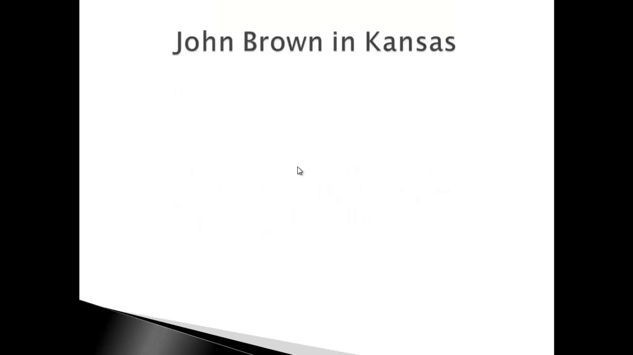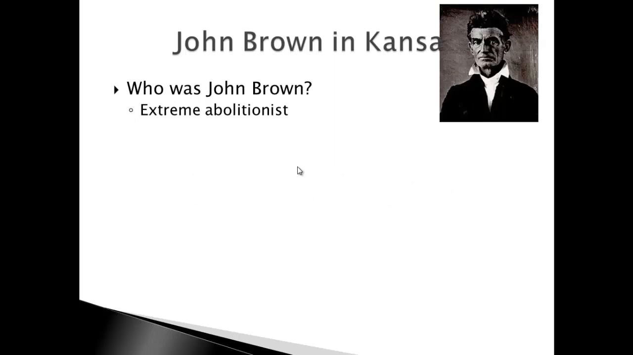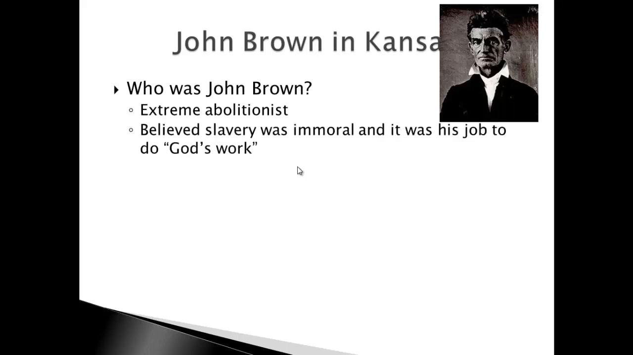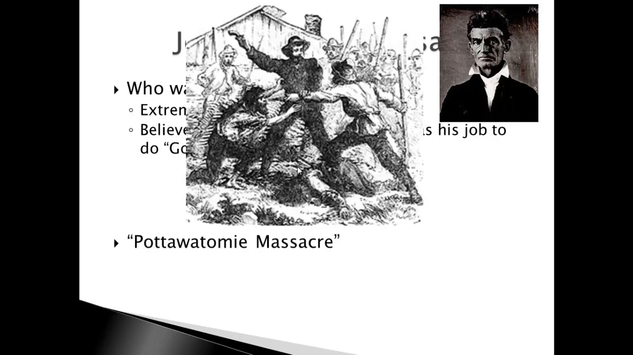John Brown, who is an abolitionist, is going to be very upset between the burning of Lawrence and then this attack on this abolitionist senator, Charles Sumner. So he believed that slavery was immoral, and it was his job to do God's work, or at least what he thought was God's work.